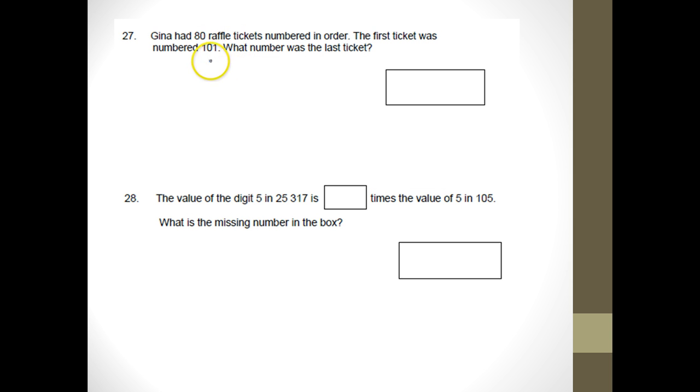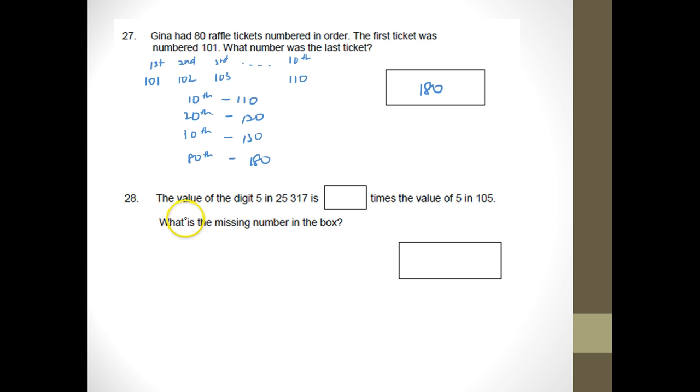Question 27. Gina had 80 raffle tickets numbered in order. The first ticket is 101. So first is 101, second is 102, third is 103. Can you guess what is the 10th ticket? It is 110. So the 10th ticket is 110. 20th ticket will be 120. 30th ticket 130. So 80th ticket will be 180.